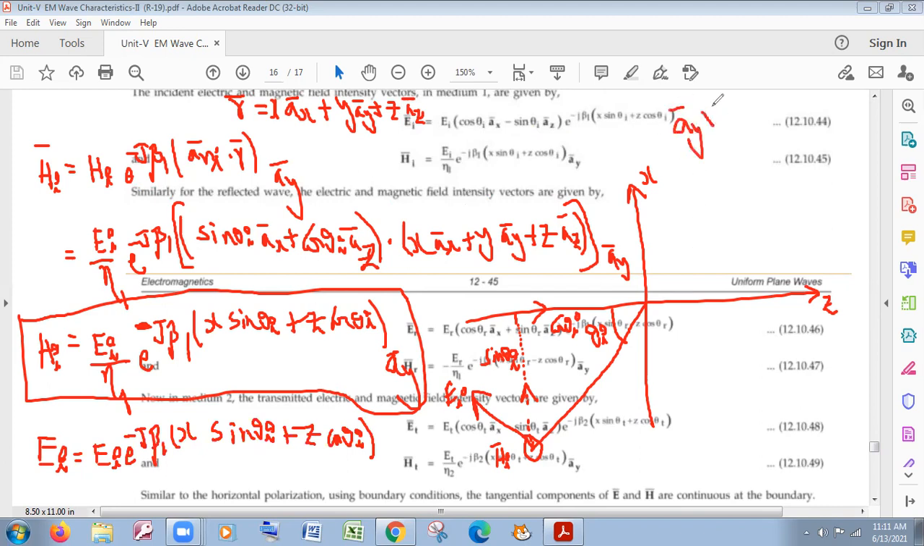a_y bar cross a_ni bar. What is a_ni bar? We already have sine theta_i a_x bar plus cos theta_i a_z bar. If you have any confusion in this, whether it is a_y bar cross a_ni bar, let us take the right angle triangle. Here I will draw a right angle triangle, taking the arrow mark as the hypotenuse and drawing a right angle triangle like this. Got it, my students? We can take the angle here, the opposite side is this one and the adjacent side.